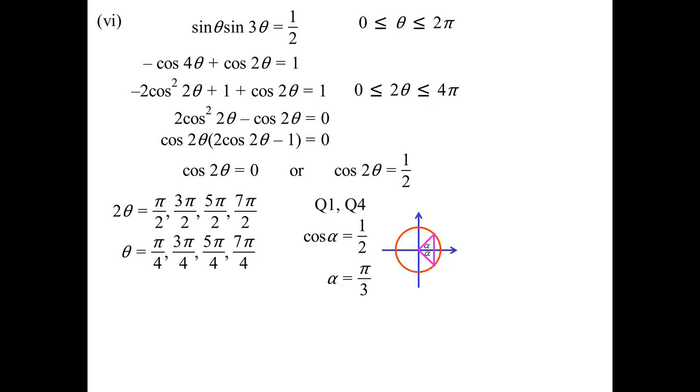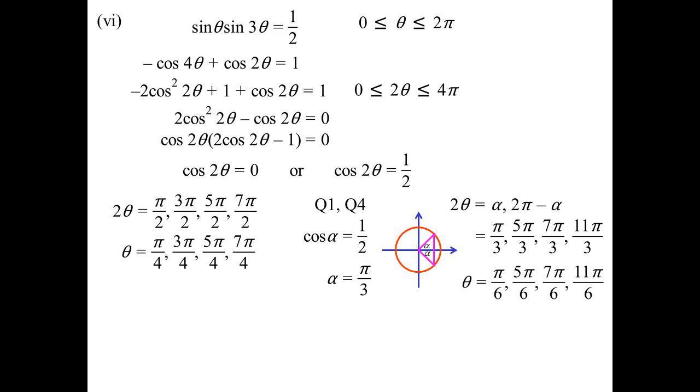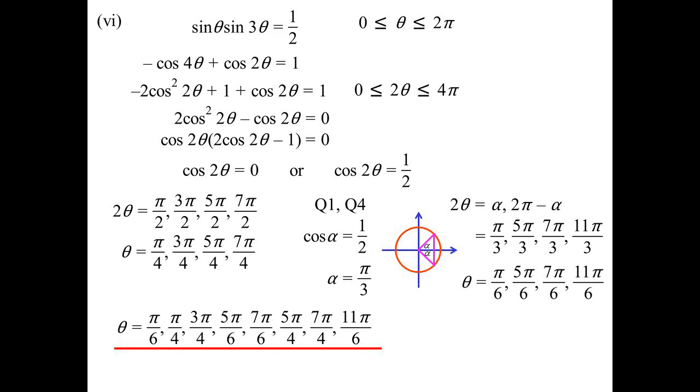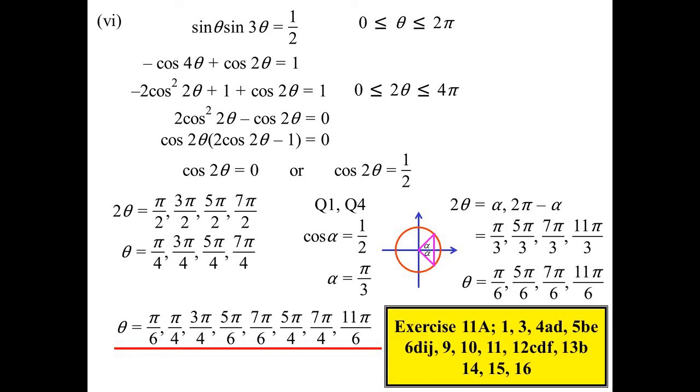Now let's go do the other one. The other one's in quadrants 1 and 4. Acute angle is pi on 3. 4 possibilities because we're going around twice. Now let's combine that all together. How good are your fractions? Which one goes first? Pi on 4 or pi on 6? Very good. So there they are: pi on 6, pi on 4, 3 pi on 4, and so on and so on.